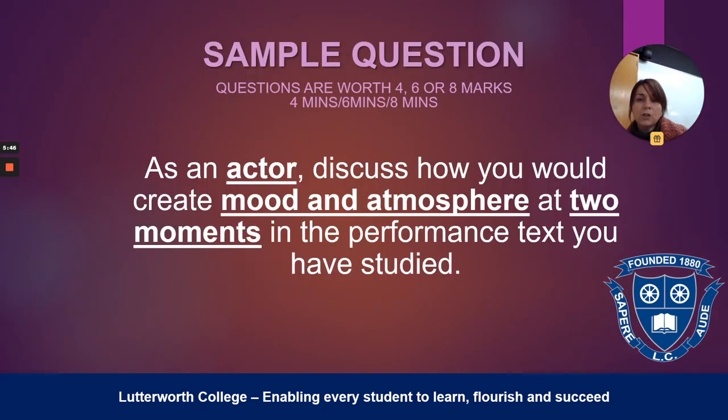A sample question then: as an actor, discuss how you would create mood and atmosphere at 2 key moments in the performance text you've studied. So you're in role as the actor, talking about how you would use voice and movement to establish atmosphere, and it's essential that you know the play because you're deciding on those 2 key moments. What 2 key moments really demand you to create mood and atmosphere as a performer?